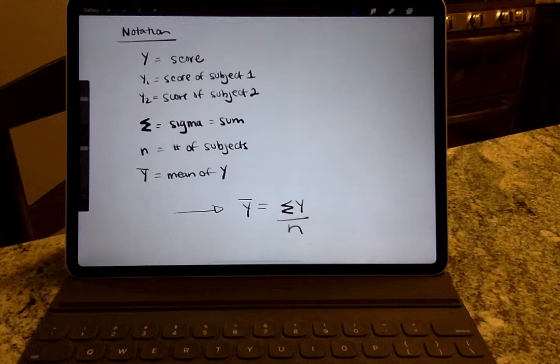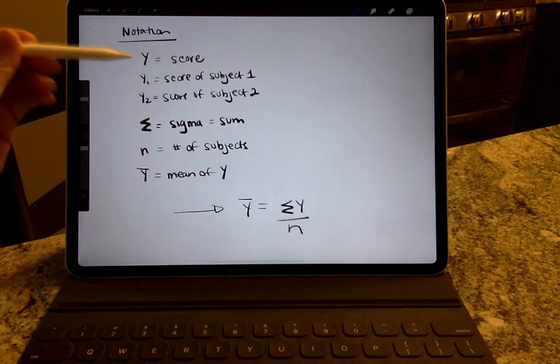Okay, so just a quick video about notation. This is notation that we're going to use early in the semester. We're going to use it basically to go through the calculations for variance. And then we're going to add to this later on. But for now, this is the notation that you need to be familiar with and comfortable with using, because you're going to need this to perform the variance calculations.